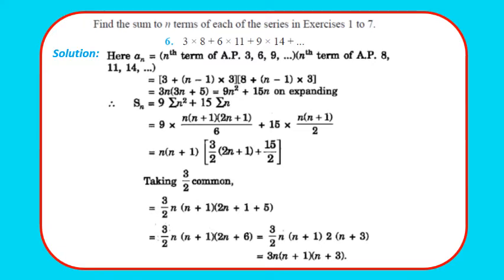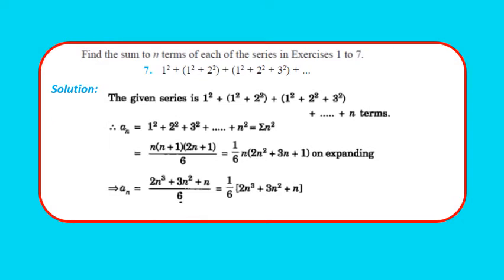So putting the formula for sigma n square, we get 9 into n into n plus 1 into 2n plus 1 upon 6, and using the formula for sigma n we get 15 into n into n plus 1 upon 2. So taking n into n plus 1 common, we get n into n plus 1 multiplied by 3 upon 2 into 2n plus 1 plus 15 upon 2. So again taking 3 by 2 common, we get 3 upon 2 into n into n plus 1 into 2n plus 1 plus 5. So on simplification this gives 3n into n plus 1 into n plus 3. Clear? So pause and note down the solution.